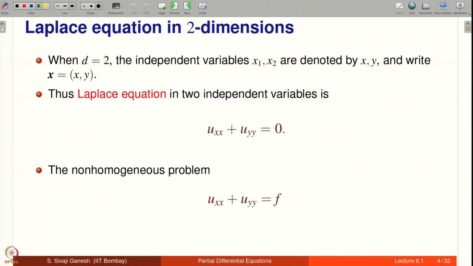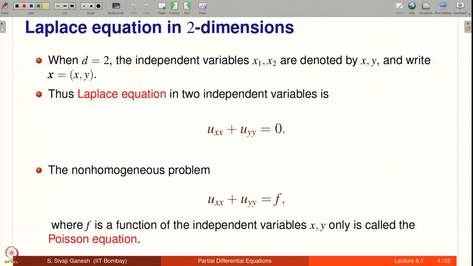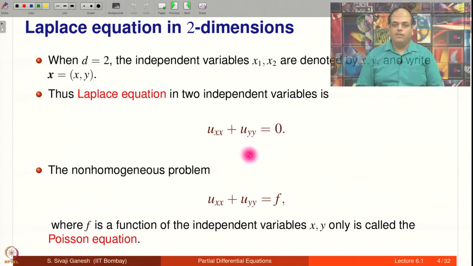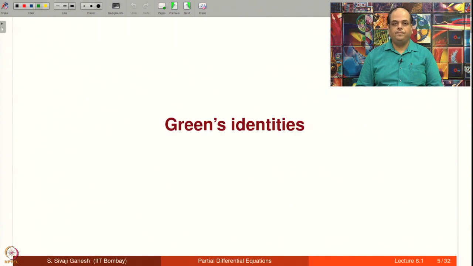The non-homogeneous problem where there is a right hand side, not 0 function, but a general function f, this equation is called Poisson's equation. So, in particular, if f is equal to 0, you get back this equation. So, the difference between Poisson equation and Laplace equation is kind of blurred for us. We simply call anything a Laplace equation. Actually, Laplacian is this operator which is on the left side of both the equations. Here it is a homogeneous equation, here it is a non-homogeneous equation. And the non-homogeneous equation is usually called Poisson equation.